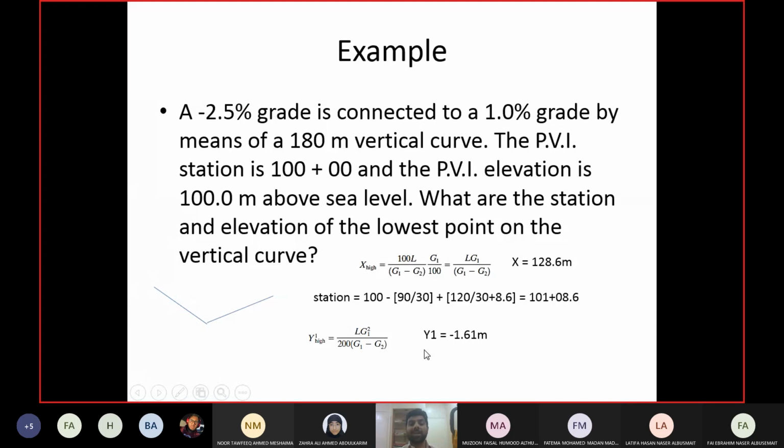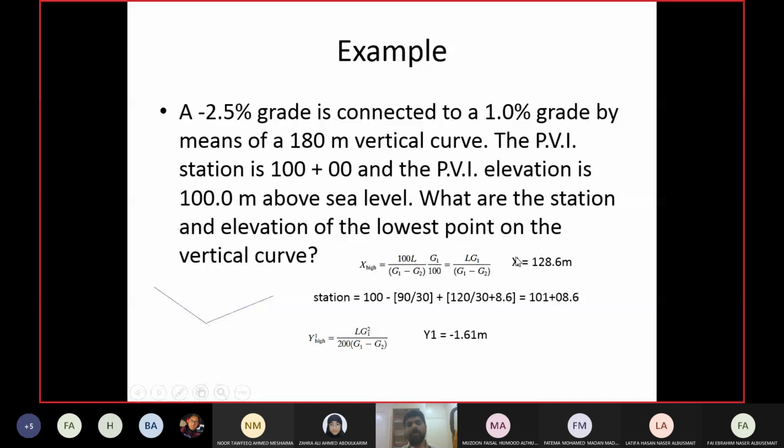Now, these values are from BVC. X is the distance from BVC and y1 is the difference in elevation from BVC. So this is not a station and elevation. These are just simple distance and difference in heights. Station is from the 0 point. This is the distance from BVC. So first of all, I have to find out the station of BVC. Then at that station, I will add the x value.